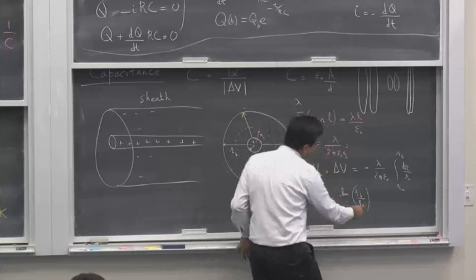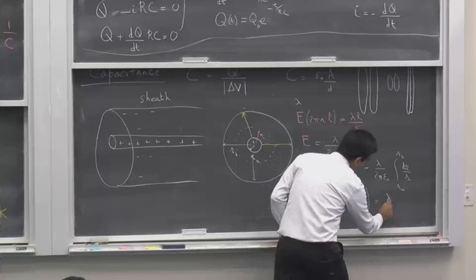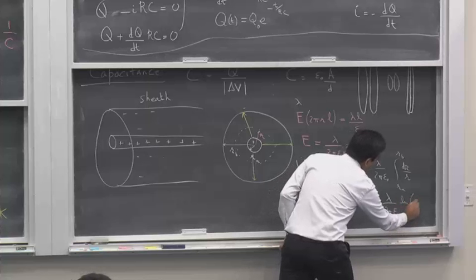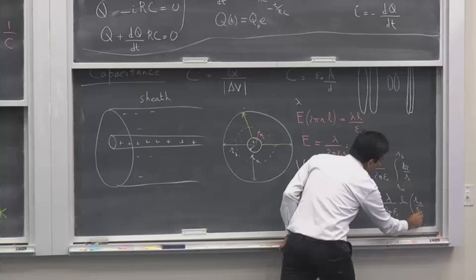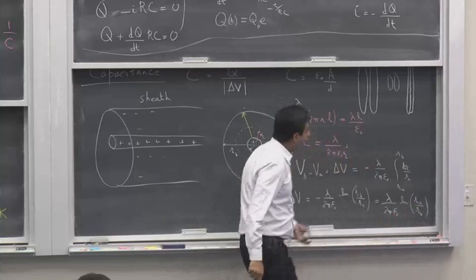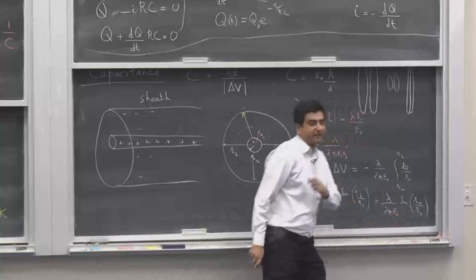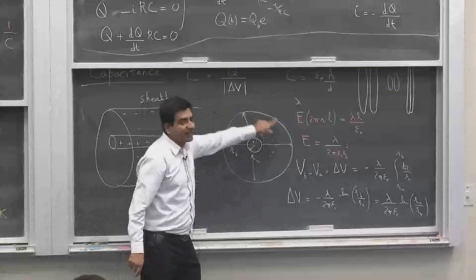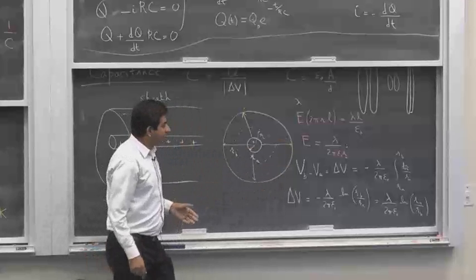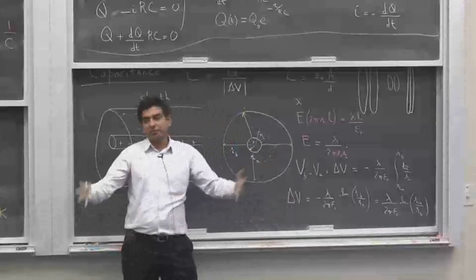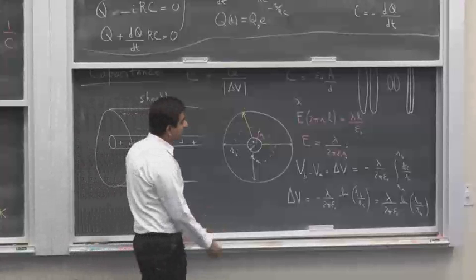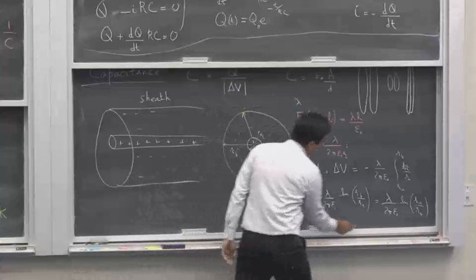And I can take this minus sign into the log: lambda over 2 pi epsilon naught natural log RA over RB. RA is smaller than RB, so this is a negative number. Of course, VB is smaller than VA because VB is at negative potential. But nevertheless, this is the magnitude of the potential difference. I can find out the magnitude. The magnitude will simply be this.